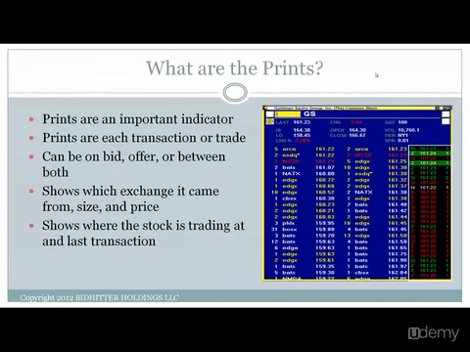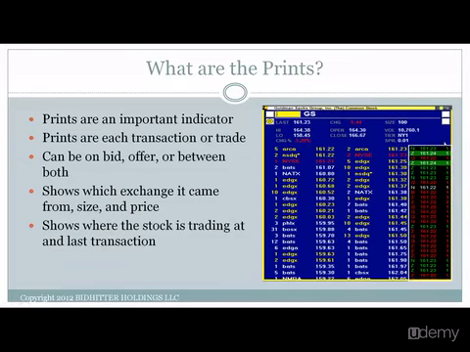So what are the prints? The prints are an important indicator. The prints, also known as time and sales, are located on the right side here, and they show you each transaction or trade that has gone through. They could be on the bid, which are shown through the red prints, could be on the offer, green prints, or between both, which means the spread, which is usually shown in white prints. They show you which exchange they came from, the price, and the size.